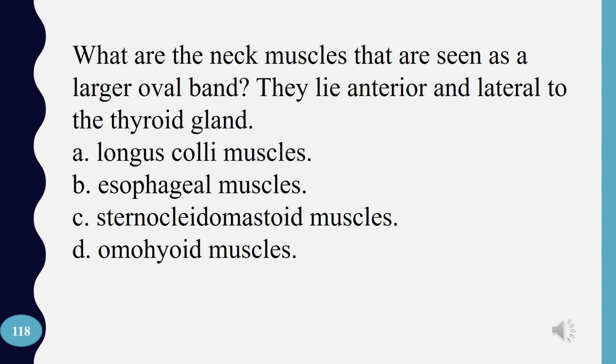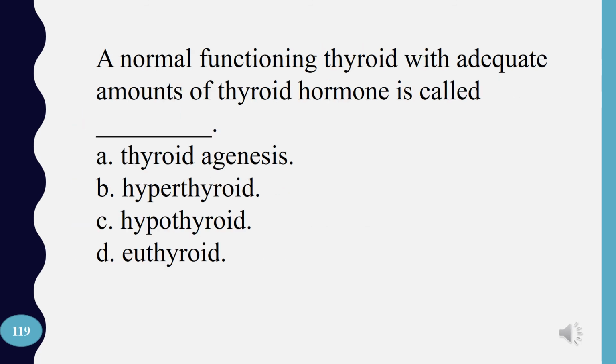What are the neck muscles that are seen as a larger oval band? They lie anterior and lateral to the thyroid gland. A. Longus colli muscles. B. Esophageal muscles. C. Sternocleidomastoid muscles. D. Omohyoid muscles. The answer is C. Sternocleidomastoid muscles.